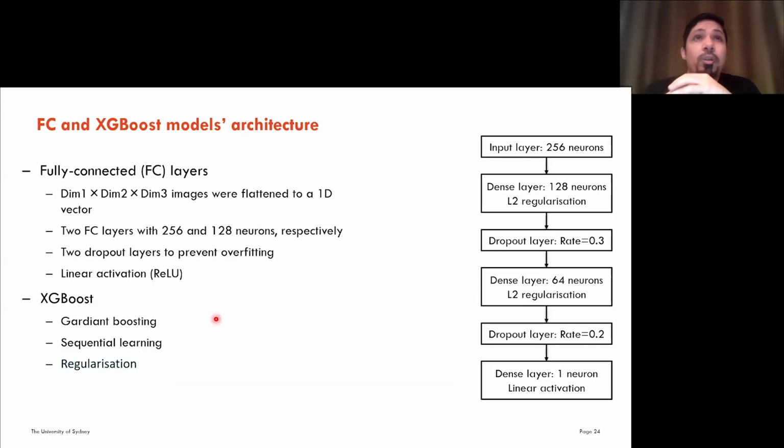So I just want to show you very quickly the architecture of each model. As you can see here, we used the fully connected layers, as I said, as one dimension. We have two fully connected layers with 256 and 128 neurons. And we have two dropout layers to prevent overfitting, and we use the ReLU function.